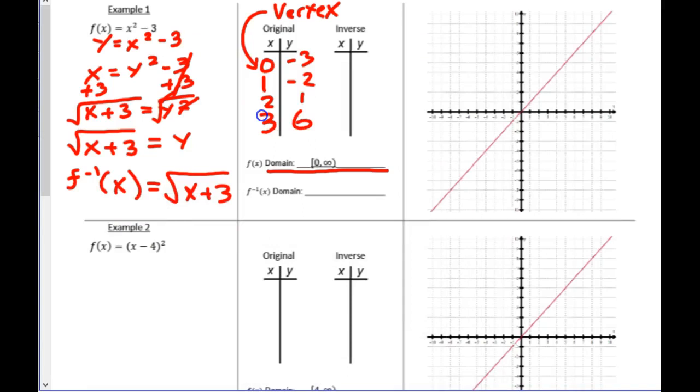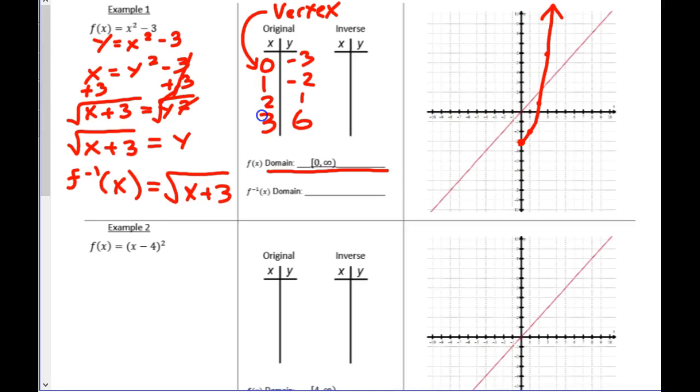It's going to be just the right side of the parabola. 0, negative 3, 1, negative 2, 2, 1, 3, 6. Try to make it curvy. Now, if you have your original, how do you get the inverse? What do I do with this table? It's like the warm-up. We flip the table.